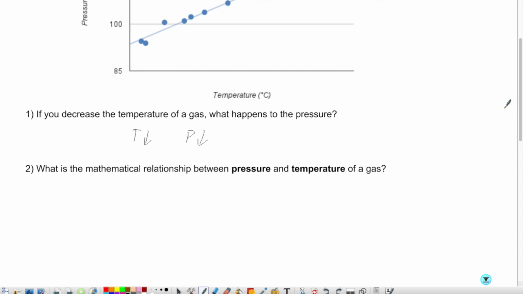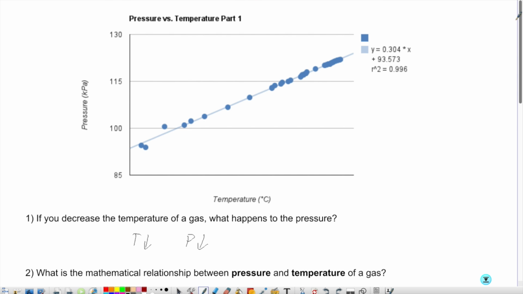All right? Now, what is the mathematical relationship between pressure and temperature? Okay? Now, we got to be a little careful here. Something that is directly proportional would go through the points 0, 0. That's not going to happen here, okay? So there's a scale issue. But we know that as temperature decreases, pressure decreases, or as temperature increases, pressure increases.